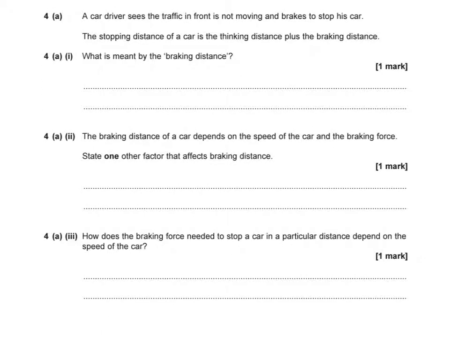So question 4a says a car driver sees the traffic in front is not moving and brakes to stop his car. The stopping distance of a car is the thinking distance plus the braking distance. What is meant by the term braking distance? So the braking distance is a distance a car travels. Remember, it's always a distance, not a time. People get confused there.